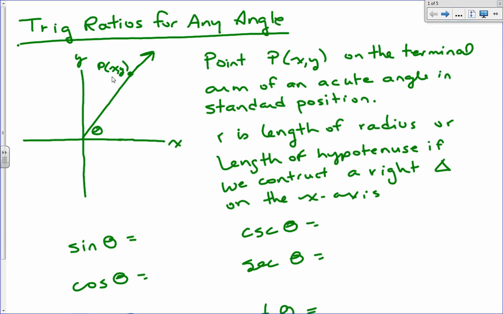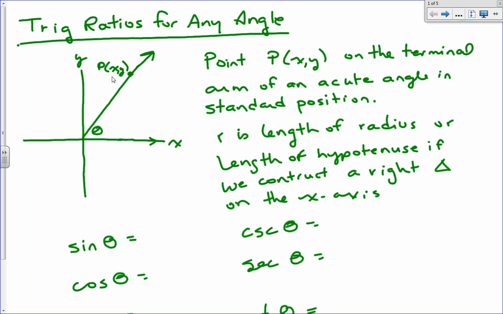In this lesson, we're going to look at trig ratios for any angle. Up until now, we've been looking at sine, cosine, tangent, and the reciprocal ratios in terms of only acute angles. So to look at this, we are still going to look first at an acute angle that's in standard position here, and we're looking at angle theta, where its initial arm is along the x-axis and its terminal arm is on point P, which has the coordinates x, y.